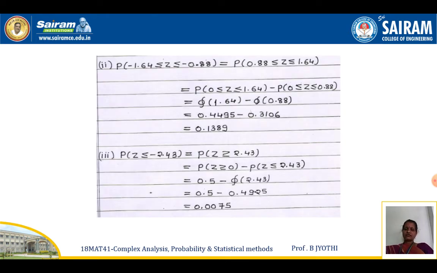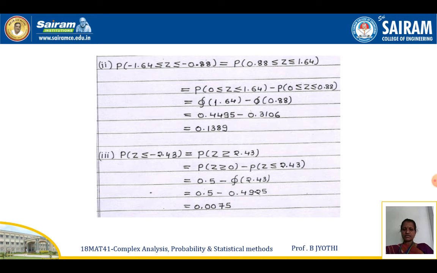Next, it is varying between minus 1.64 to minus 0.88. This is same as the positive values because it is a symmetric one. So z is between 0 to 1.64 minus 0 to 0.88. How do we get it? That is, phi of 1.64 is 0.4495 and phi of 0.88 is 0.3106.